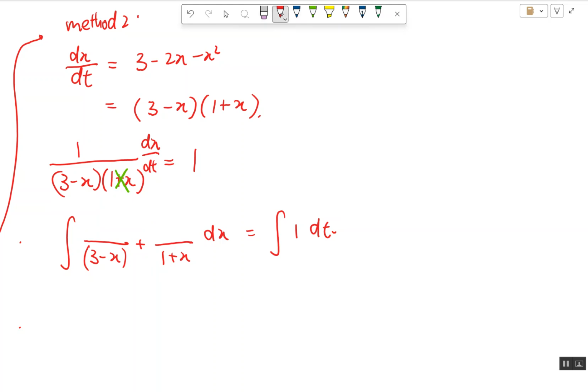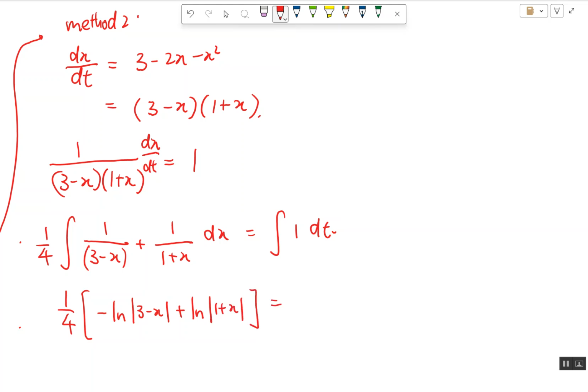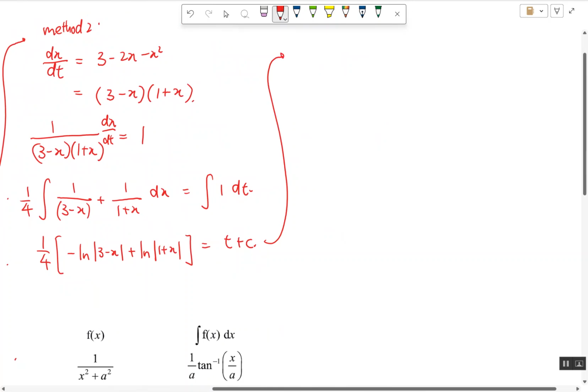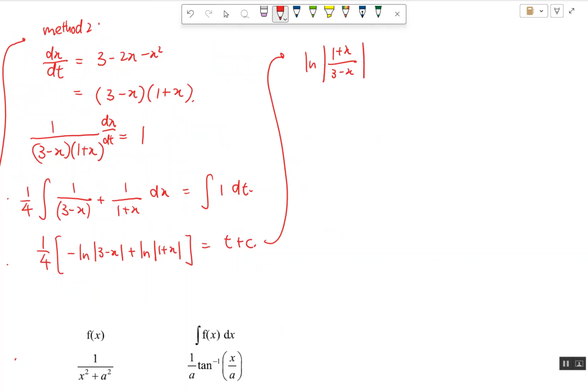So this is how I express it. I know both of them are 1 over 4, so I take out the 1 over 4 to form my partial fractions. When I integrate, this will be negative ln modulus (3 minus x) plus ln modulus (1 plus x) equals t plus c. Multiply the 4 over, and I combine the ln together. (1 plus x) over (3 minus x) is going to give you 4t plus c.